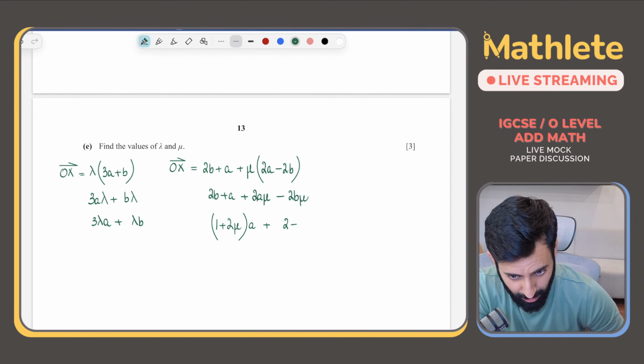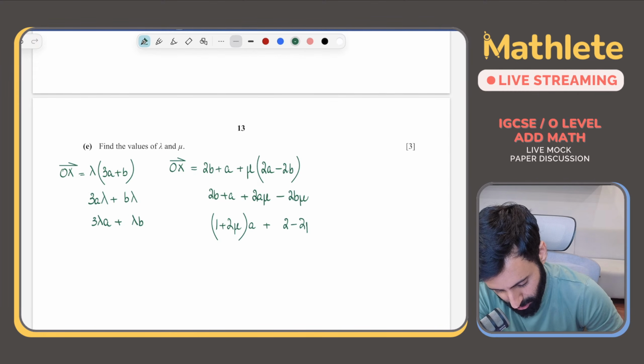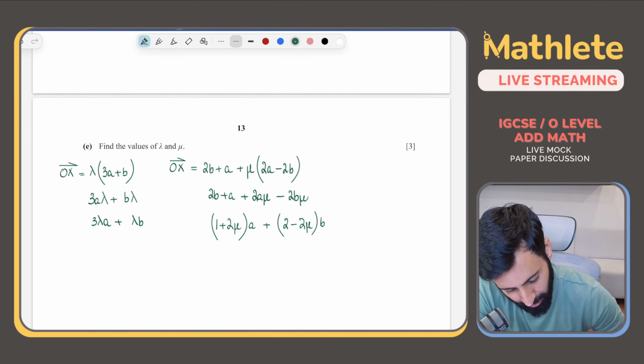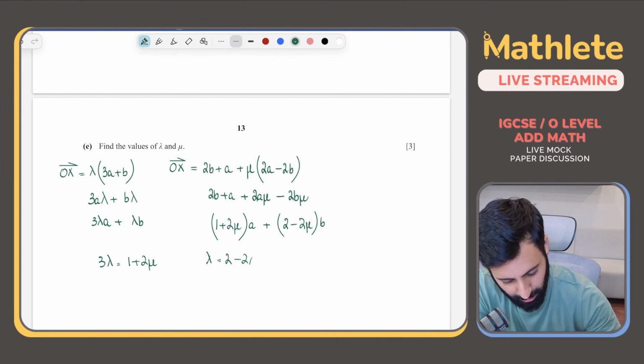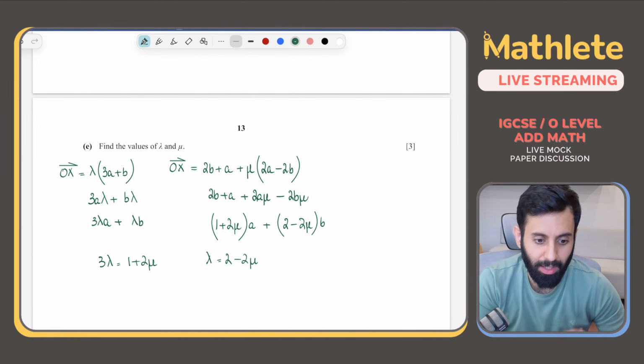Then we have 2 minus 2 mu as the coefficient of b. Okay. So 3 lambda is equal to 1 plus 2 mu. That's one equation. And then lambda is equal to 2 minus 2 mu. That's another equation.